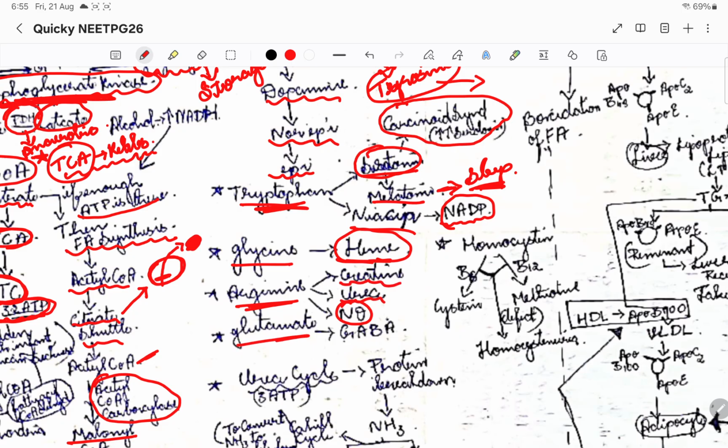Then coming to glutamate, glutamate will form GABA. Glutamate is an excitatory neurotransmitter, GABA is an inhibitory neurotransmitter. Glutamate is what will increase neurotransmission. For example, if I want to move, the brain will release glutamate. All the neurons will release glutamate. Whereas if I want to inhibit some movement, it is going to be GABA, which the brain or the spinal cord will release.